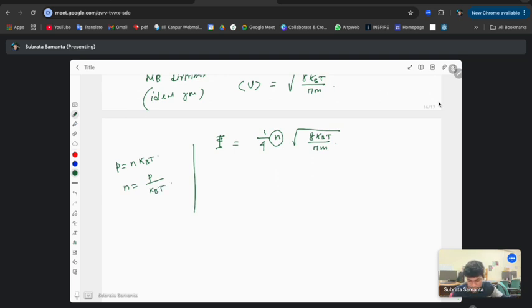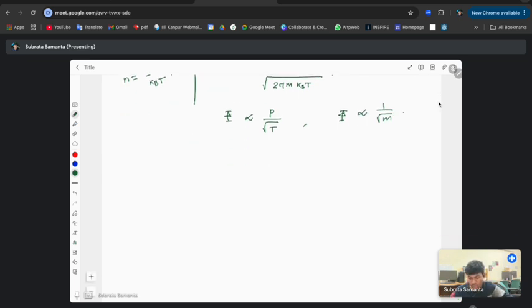PV equals nRT. So using this, the flux phi is P over the square root of 2 pi m kBT. That means your flux phi is proportional to P over square root of T, because the other things are constant, the mass is constant and kB is the Boltzmann constant. So it varies proportionally to the pressure and inversely proportional to the square root of T. And if we change the mass, then phi is also proportional to 1 over the square root of m.